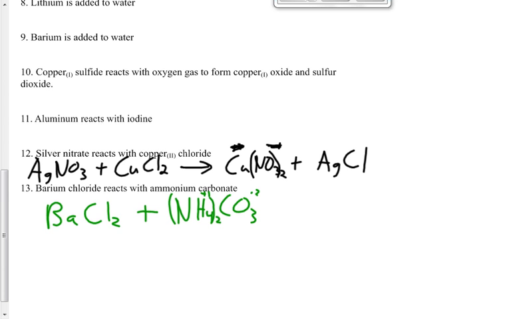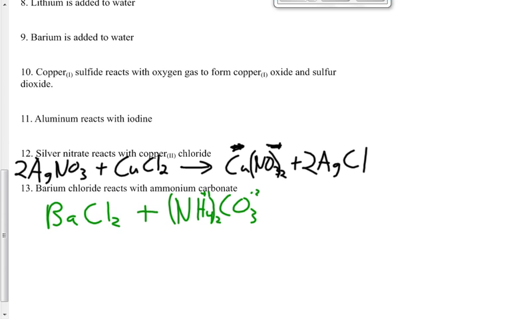Now I balance. I can start with nitrate or copper, it won't matter which. I need to put a 2 here to make my nitrates work. That gives me 2 silvers, so I go over here, gives me 2 silvers and 2 chlorines. That balances my chlorines. There's 1 copper on each side, so it's balanced. Remember guys, if you can't get it to balance, what do you need to check? Your drops and swaps. Chances are you missed one.